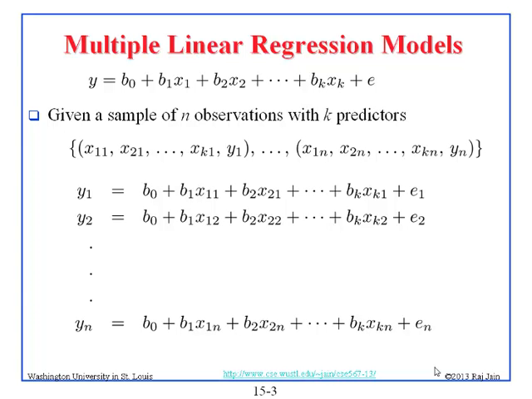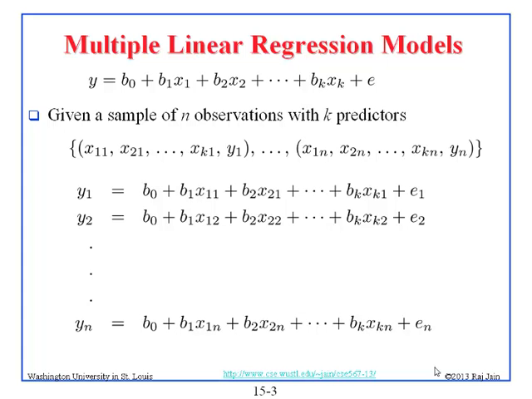So the simplest thing to do first is to just have more than one variable. And if you have more than one variable, basically you have more than one parameter, and the model becomes y equal to b0 plus b1 x1 plus b2 x2 and so on up to bk xk. So there are k predictors here, x1 through xk. And so therefore there are k plus 1 parameters, b0 through bk, and then there is an error term, right? And so when you have k predictors, that means you will have n observations of each of them.